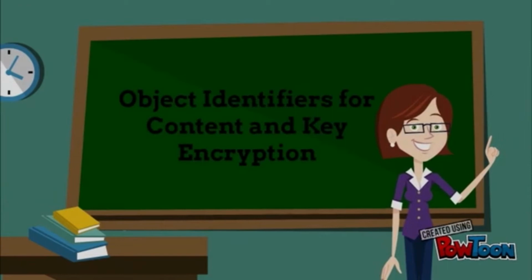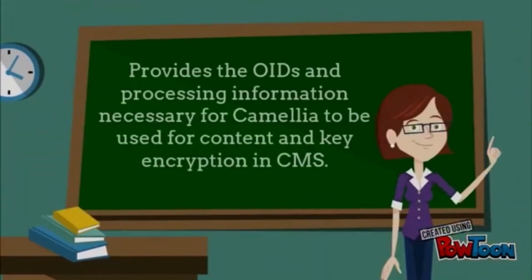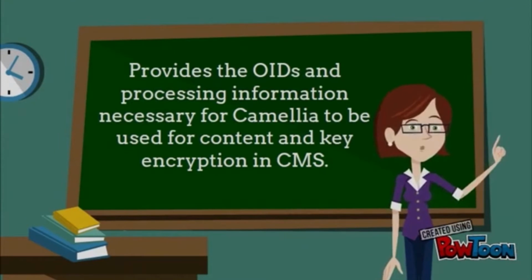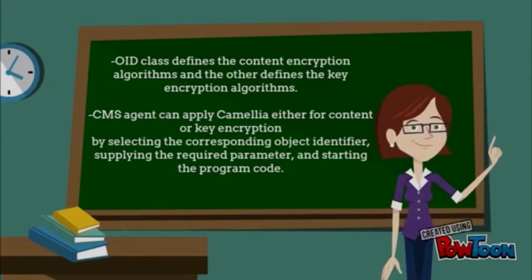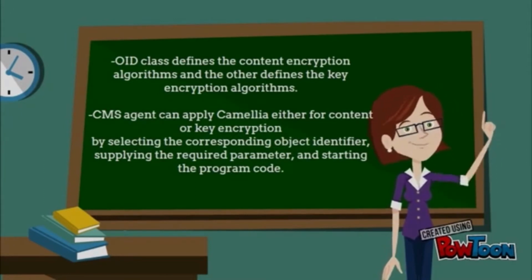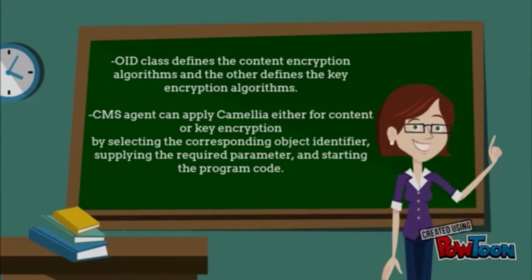Object identifiers for content and key encryption. This provides the OID and processing information necessary for Camellia to be used for content and key encryption in CMS. One class of OIDs defines the content encryption algorithm and the others define the key encryption algorithm. A CMS agent can apply Camellia either for content or key encryption by selecting the corresponding object identifier, supplying the required parameter and starting the program code.